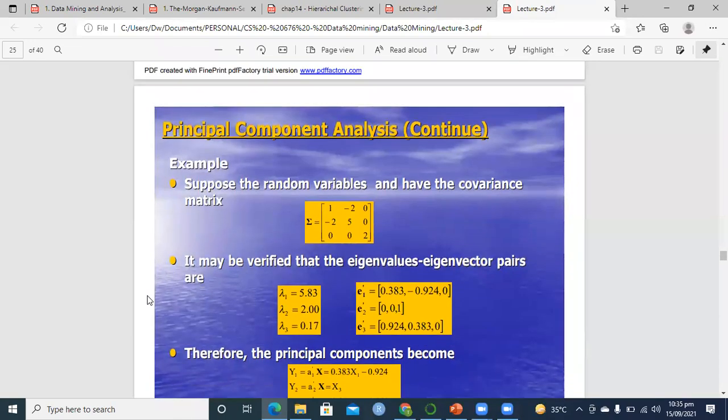Yeah, one example for this. Suppose after the transformation into y1, y2, y3, y4, y5, and so on, first we calculate the correlation matrix or covariance. Covariance is basically the numerator of correlation. The correlation formula is covariance divided by the standard deviations of x and y. So we just consider the numerator of the correlation formula, that is called covariance.